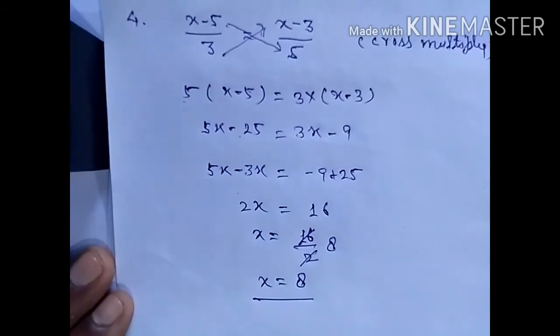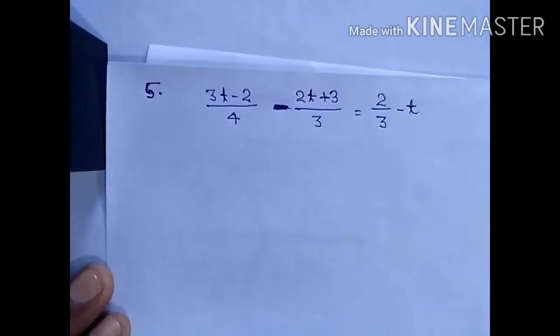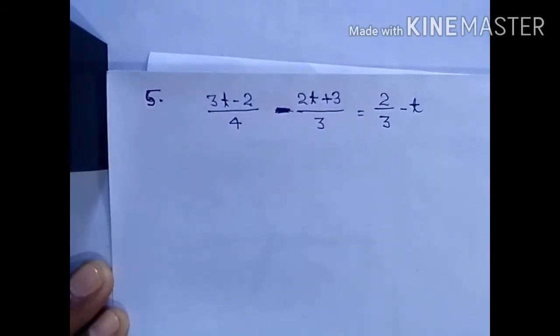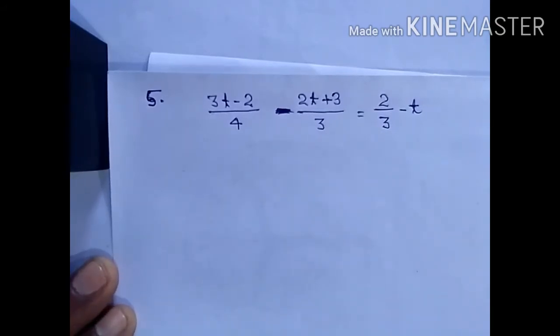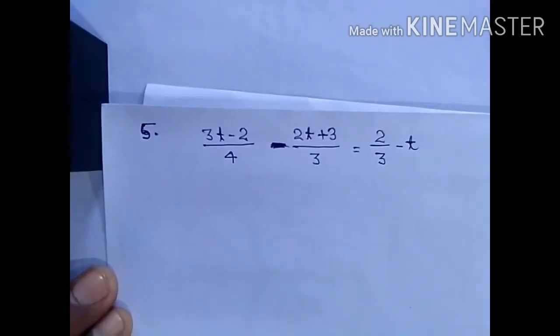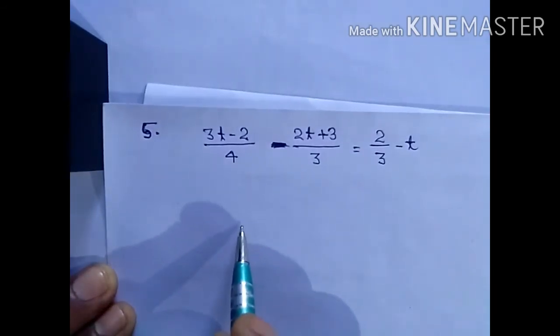Now we will solve question number 5, student. This is question number 5, student, and in this there is 3t minus 2 by 4 minus 2t plus 3 by 3 is equal to 2 by 3 minus t. So first of all we have to take the LCM of 4 and 3, student. So after taking LCM of 4 and 3, it will be 12.